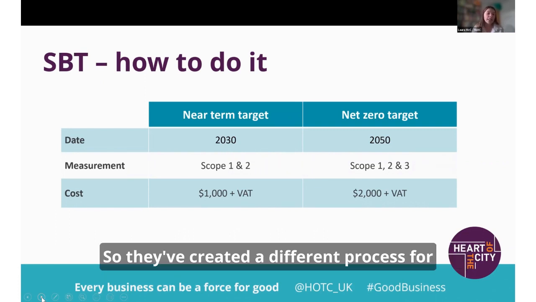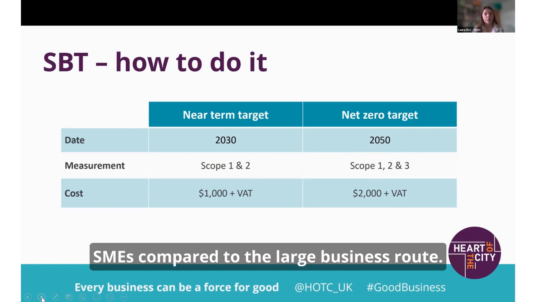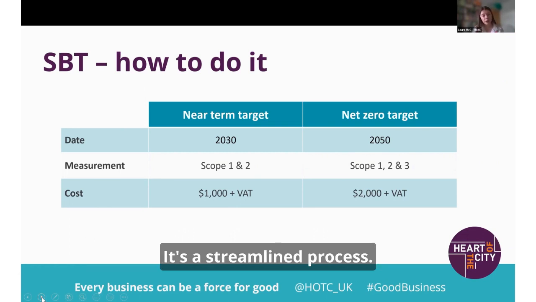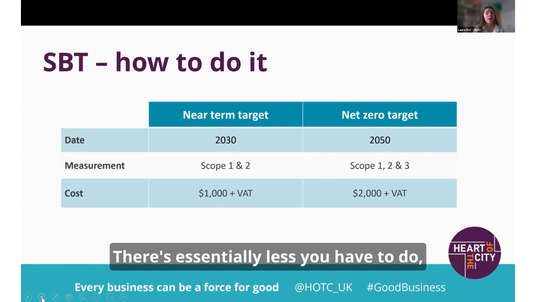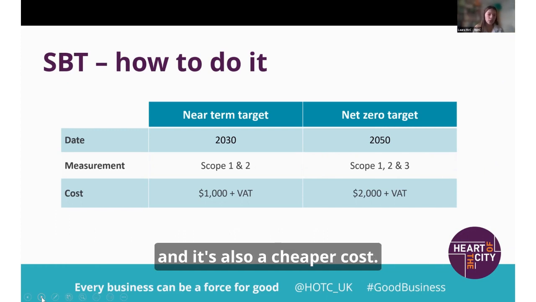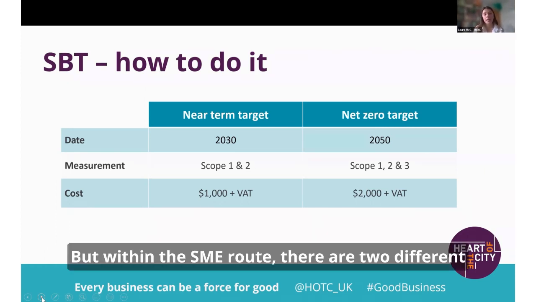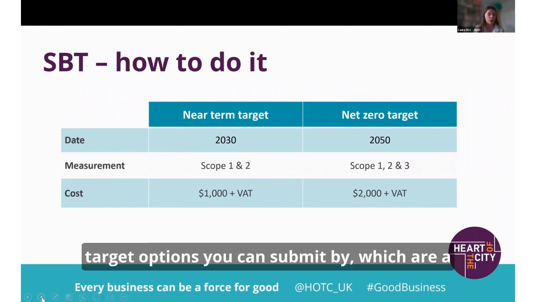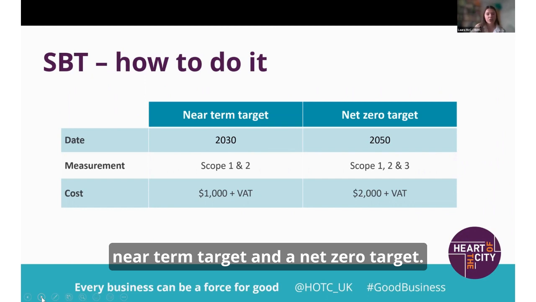So they've created a different process for SMEs compared to the large business route. It's a streamlined process. There's essentially less you have to do, and it's also at cheaper cost. But within the SME route, there are two different target options you can submit by, which are a near-term target and a net zero target.